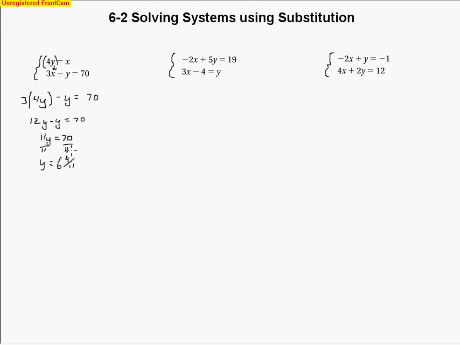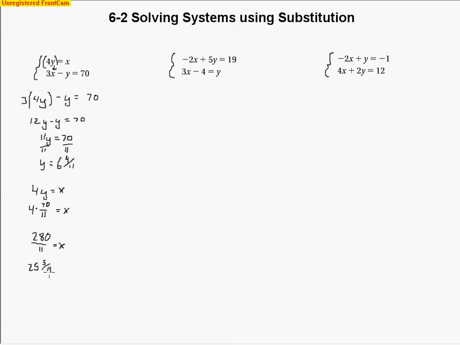Now here's where I'm going to use the improper fraction form, because when I go ahead and substitute, I'm going to have to multiply. So I have 4y equals x. So when I go ahead and rewrite this, instead of writing the mixed number form, I'm going to write 70 elevenths. So no cross canceling. So I just multiply across, and that makes 280 elevenths. And so if I was to change that to a mixed number, that ends up becoming 25 and 5 elevenths.